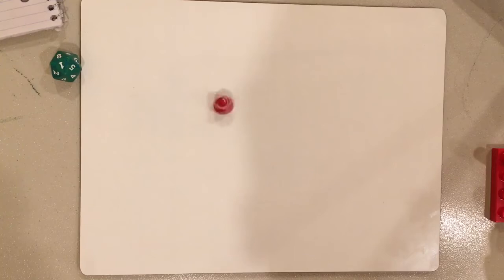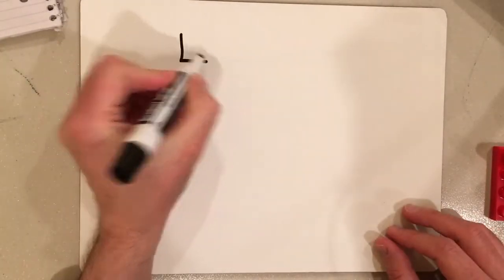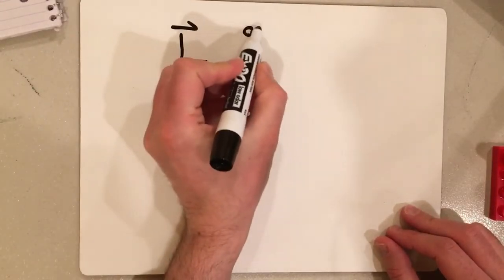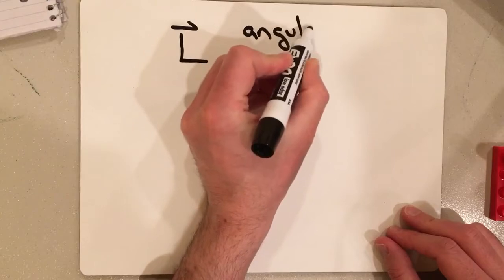And the question is, why should spinning matter? Why should that matter in terms of it being able to stay up, to be able to balance on one of its corners? It has to do with a quantity we refer to as angular momentum, which we represent with a capital L. Okay, this is angular momentum.